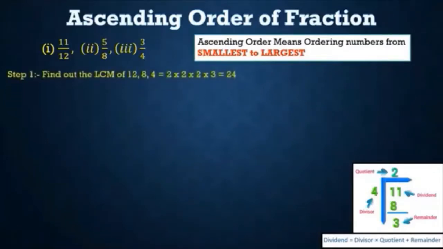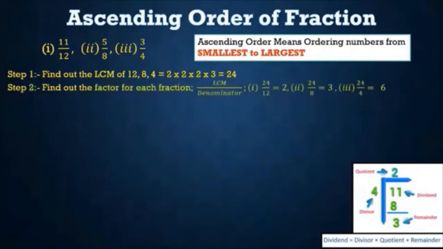So now let us find the arranging. Let's arrange them in the ascending order. So our step 1 will be to find out the LCM of 12, 8 and 4. As we already learned how to find the LCM of numbers, it will become 2 into 2 into 2 into 3, which is equal to 24.